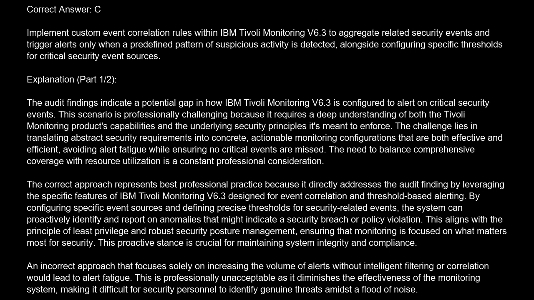The correct approach represents best professional practice because it directly addresses the audit finding by leveraging the specific features of IBM Tivoli monitoring v6.3 designed for event correlation and threshold-based alerting. By configuring specific event sources and defining precise thresholds for security-related events, the system can proactively identify and report on anomalies that might indicate a security breach or policy violation.